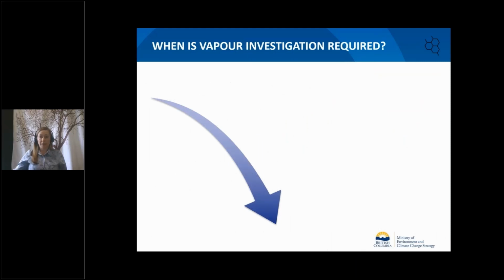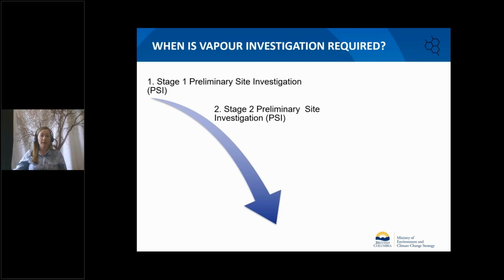So when is vapor investigation required? For all site investigations, the process tends to start with a Stage 1 preliminary site investigation, which should identify if any CSR Schedule 2 uses have occurred at the site, and if volatile substances are potentially contaminants associated with those activities. Next, a Stage 2 PSI is typically conducted to identify if soil, water, or sediment is contaminated and confirm the presence of suspected contaminants.